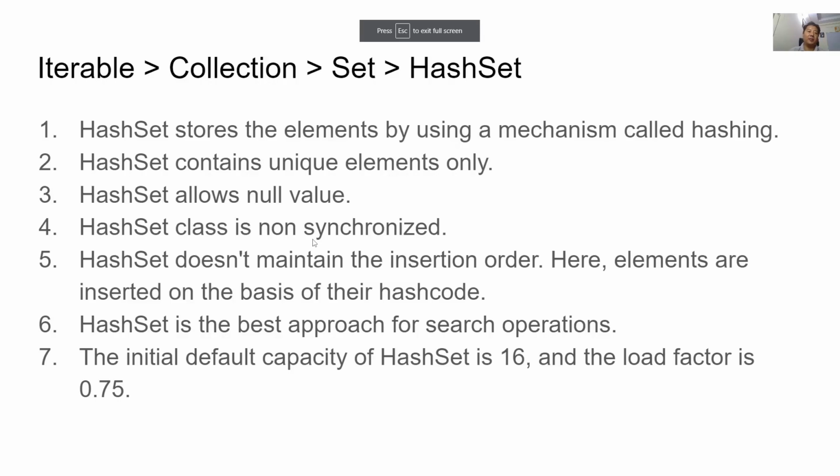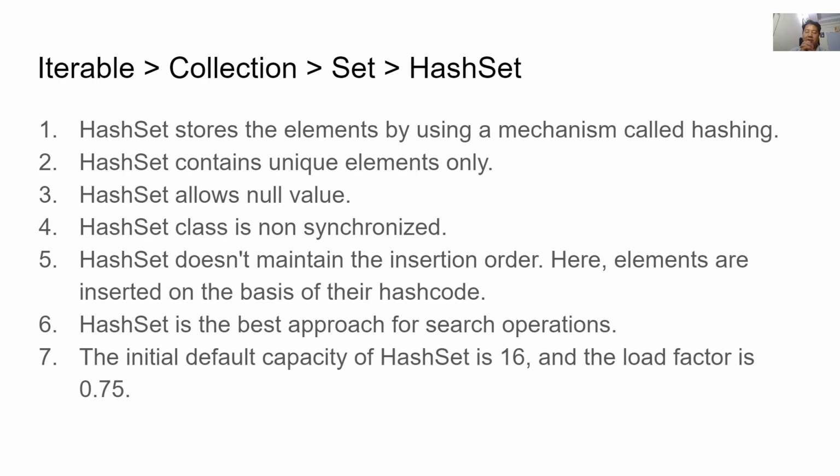The next collection that I'm going to discuss is the hash set. This is one of the implementations of the set interface. Hash set stores the elements in the collection by using the hashing mechanism. Internally it uses the hash map, which we will discuss when we cover the map interface in the next session. Hash set contains unique values, and it allows null values as well.